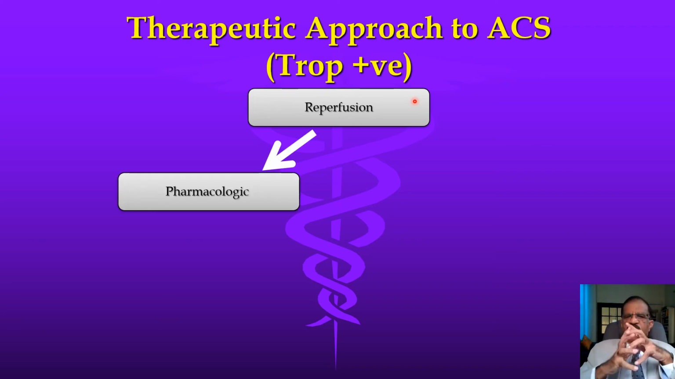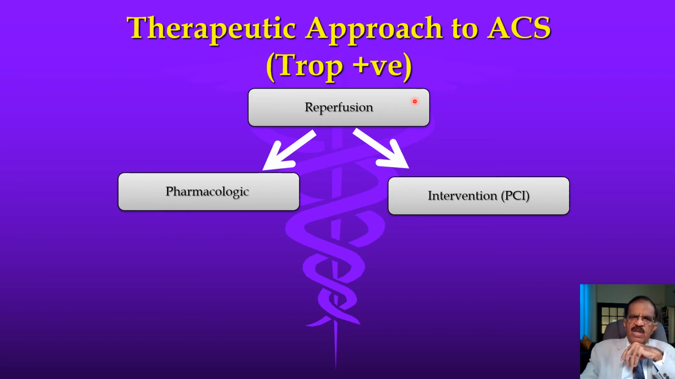Now it could be pharmacological reperfusion. The plus point about pharmacological reperfusion is that it is possible in any setup. But then we have a more definite way of reperfusion, which is angioplasty, percutaneous coronary intervention. This is very definite, very reliable, but then you need to have a proper setup for that. So both are useful in the given setup.